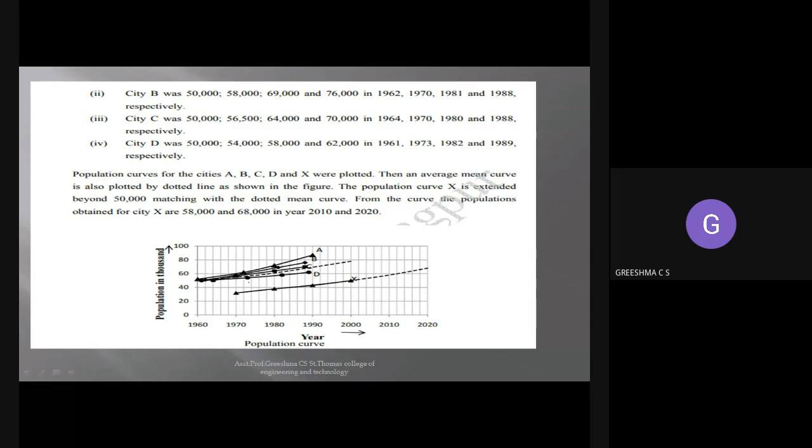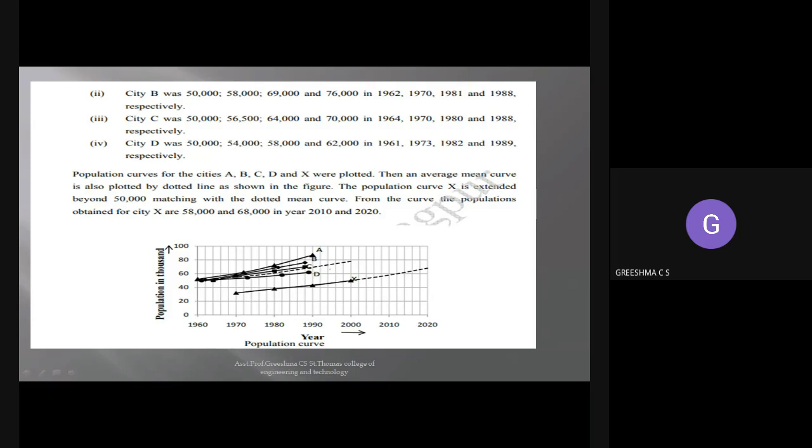From 1960 to 1990, how much is the population growth? Similarly for city B, how much is the population increase from 1960 to 1990? Similarly for city C, and similarly for city D. I have four cities here: city A, city B, city C, and city D. I am examining how the population growth occurs in all these cities from 1960 till 1990.